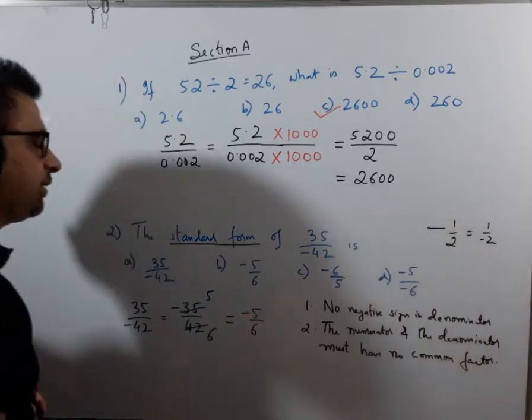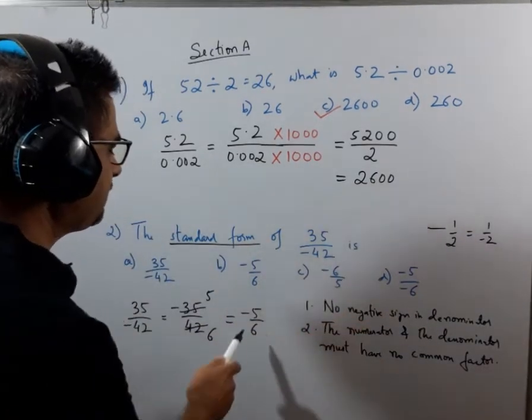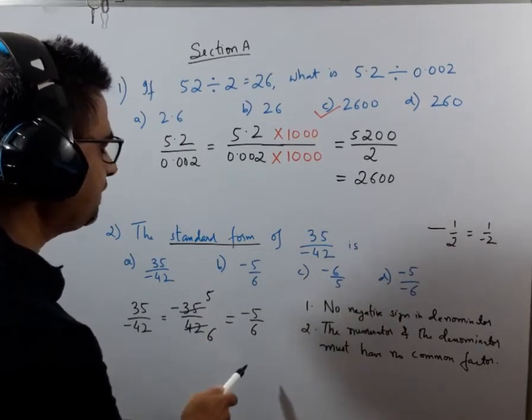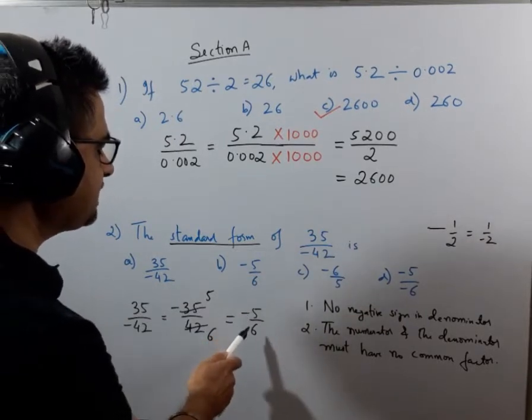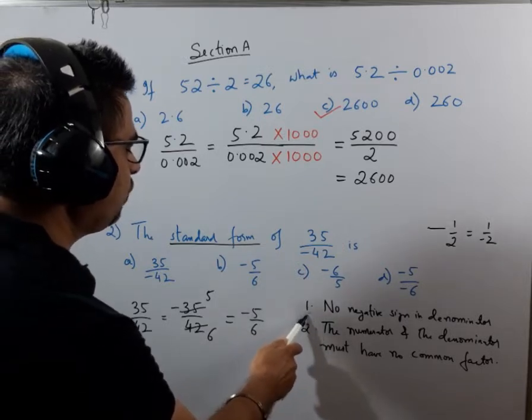Let's check here if this is in standard form. So what is it? No negative sign in the denominator. Well, this rational number that we have doesn't have any negative sign in the denominator. So we are good with 1.